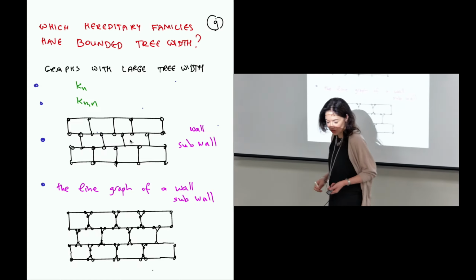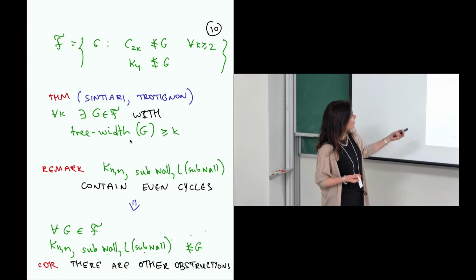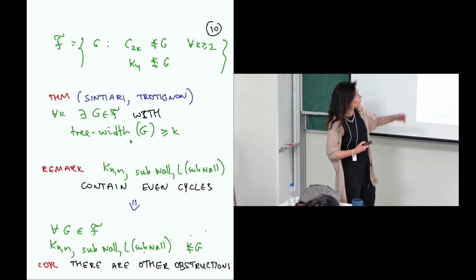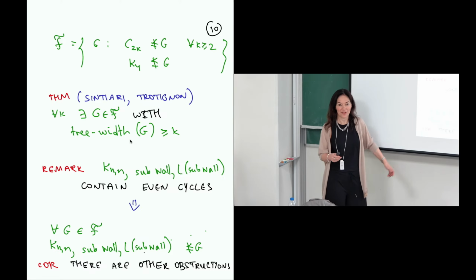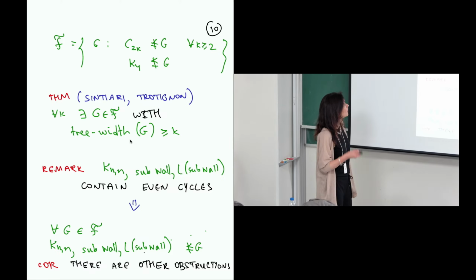So the family they constructed really doesn't have any of those guys, and yet contains graphs of arbitrarily large treewidth. So that's what it says here, and that means there are other obstructions. It's not enough to just list walls and their line graphs. Okay, so that was sad news.